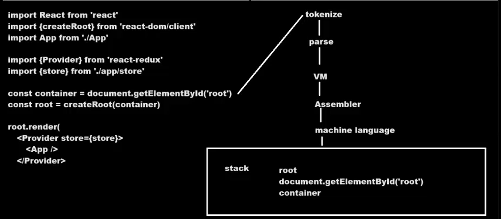Now we have statement const container, declaration of container variable. And the right side, assignment, is calling function. Document is object, it is index.html. There is a method getElementById, and parameter of that method is root.